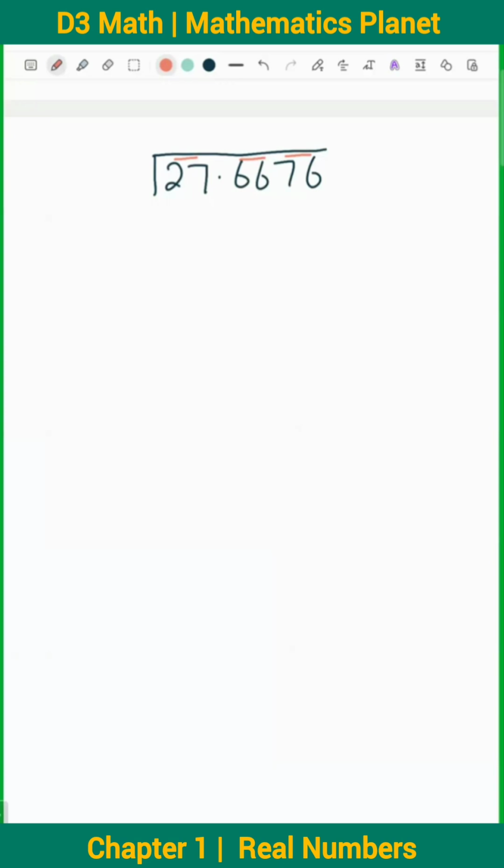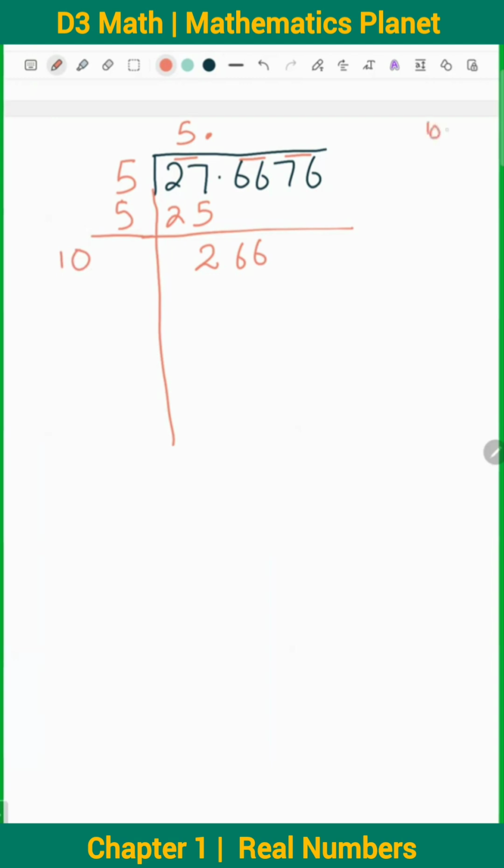Yes, done, children. So it should be 5 times 5 is 25. You will get remainder 2 with the decimal. So you will take 66. So 5 plus 5, 5 plus 5 is 10. Now you have to think of a number which you will write with 10. You can get 266 or less than that. If I write 2, 2 times 2 is 4, so 204. So I can write 2 here and 2 here. I will get 204. So 6 minus 4 is 2.